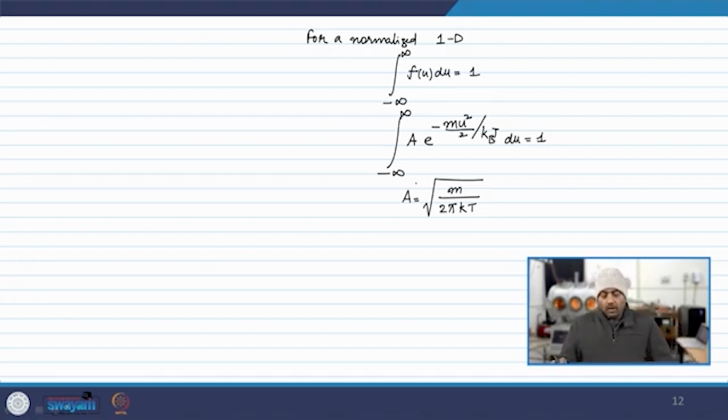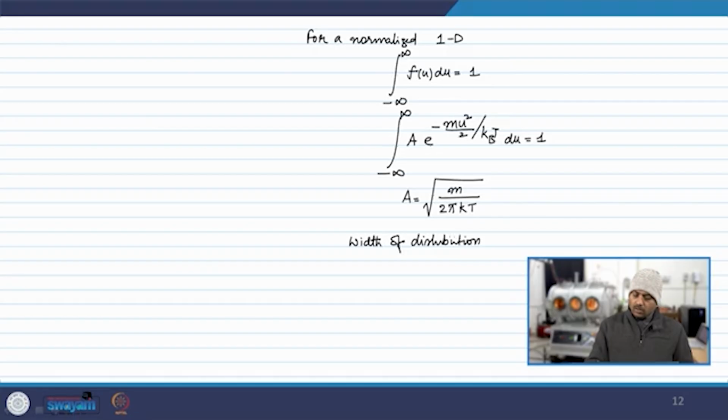Now, how is this distribution function important? For us, the width of this distribution function is a measure of temperature.